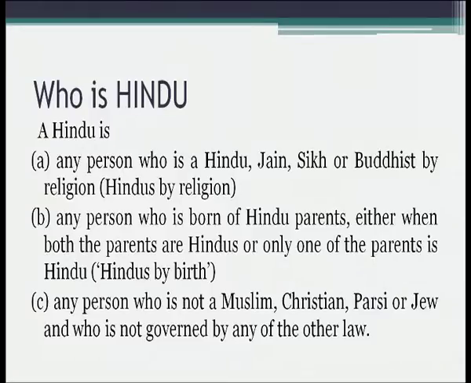Now, let us discuss who is a Hindu. So, friends, a Hindu is any person who is a Hindu, Jain, Sikh or Buddhist by religion, that is all the persons who are Hindu by religion. The second category is any person who is born of Hindu parents, either when both the parents are Hindus or only one of the parents is Hindu, that is Hindu by birth. The third category is any person who is not a Muslim, Christian, Parsi or Jew and who is not governed by any other laws, meaning thereby the residuary category. So, if you do not belong to any particular religion, you will be considered a Hindu in India.